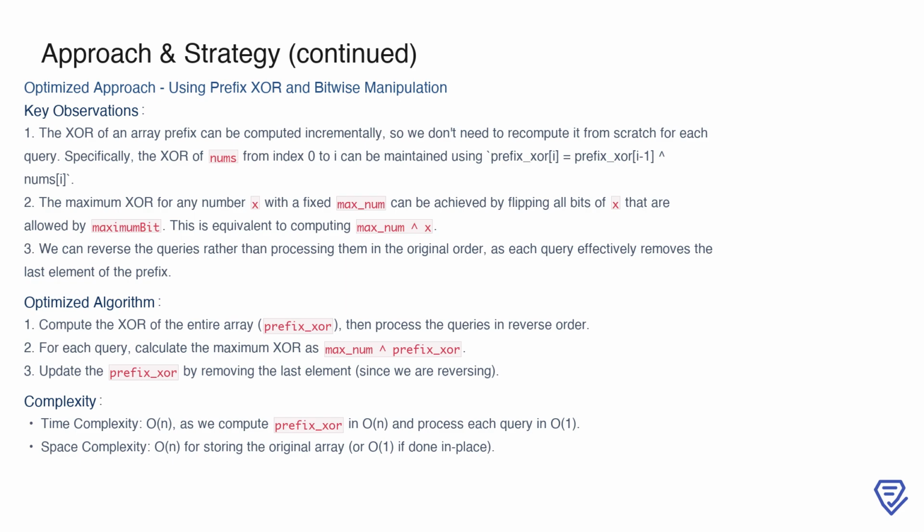Lastly, instead of processing the queries in the given order, we reverse the order, which is equivalent to removing the last element from the prefix at each step. This allows us to efficiently update the prefix XOR and compute the result for each query in constant time. Overall, this optimized algorithm computes the prefix XOR in linear time and processes each query in constant time, yielding an overall time complexity of O(n).